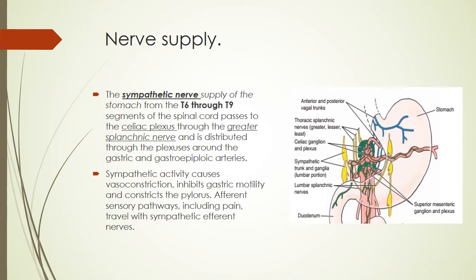Sympathetic activity causes vasoconstriction. It inhibits gastric motility and constricts the pylorus. And afferent sensory pathways, especially pain: the pain fibers travel along sympathetic nerves. Please remember, the pain fibers from the stomach travel along sympathetic nerves.